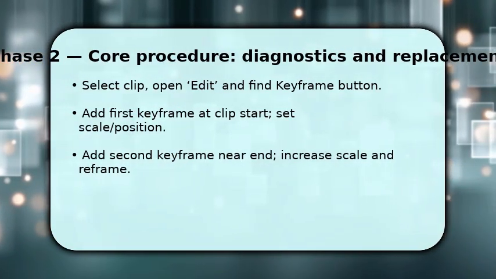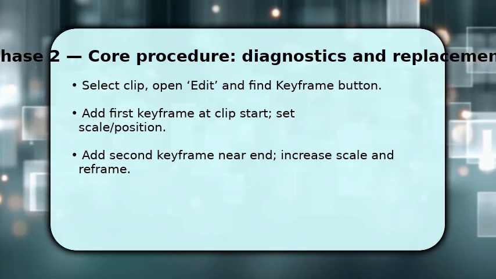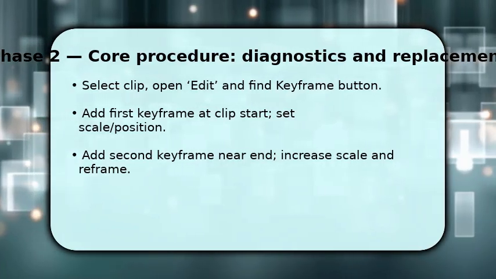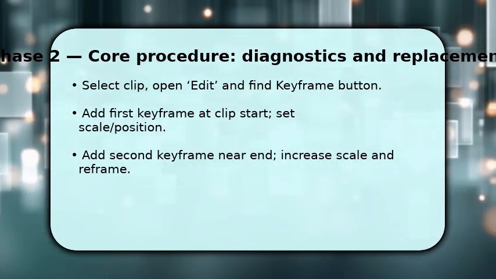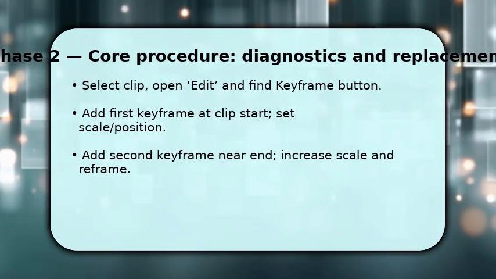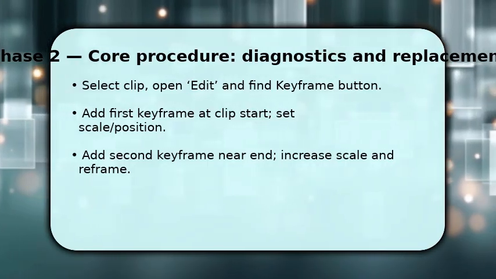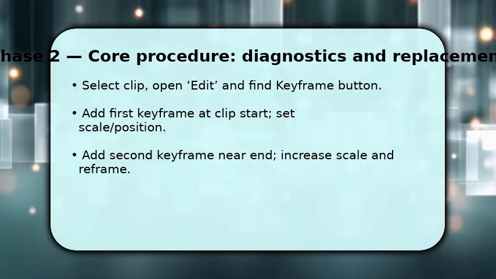First, tap the clip, open Edit, and hit the keyframe button. Place the initial keyframe at the start and keep scale and position natural. Next, move the playhead toward the clip end and add a second keyframe. Increase the scale value and nudge position to reframe the subject.